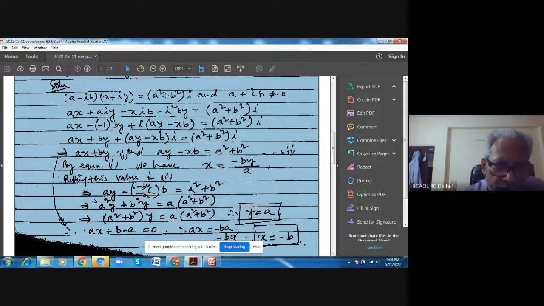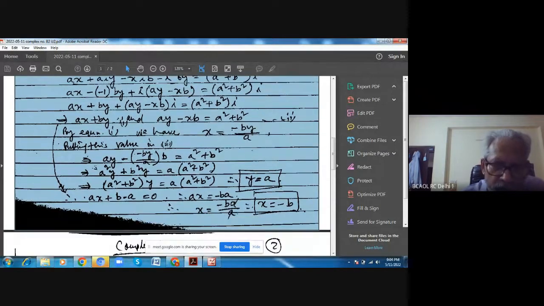So now ay minus x. So the x value we can put here, and into b is equal to a square plus b square. Then you solve it. Then finally you receive the y is equal to a. That value we can get, both the sides cross. So the y value is already achieved, so x you can receive and y also over here.